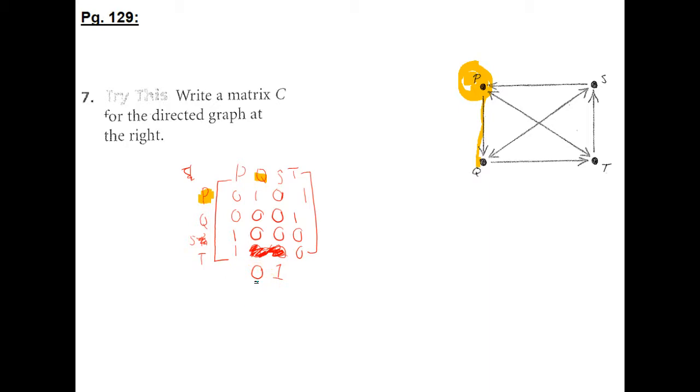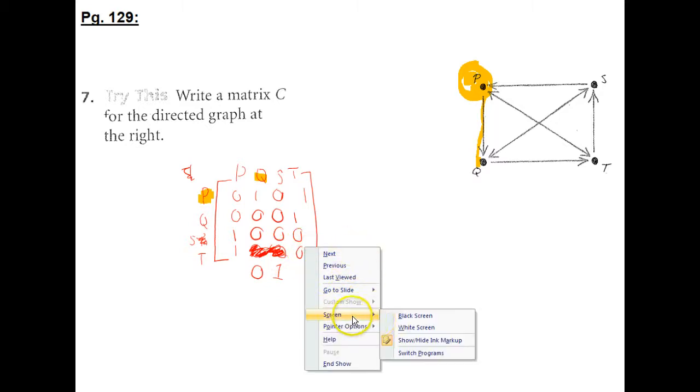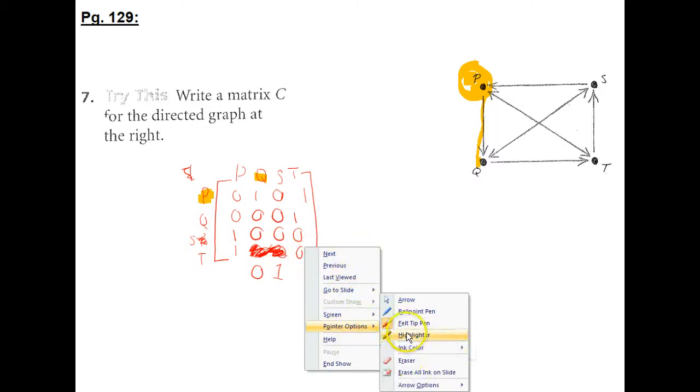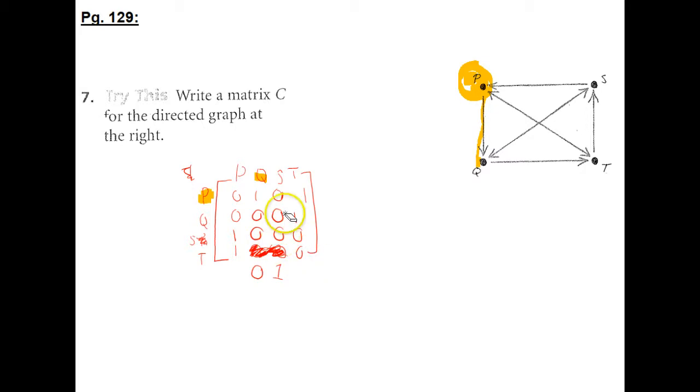Any questions? No. Q goes to S? Yeah. You sure? Q goes to S and S goes to Q. Oh, all right, so we need to erase two other things. So that one's wrong, and S to Q and T to P, and everything else is good.